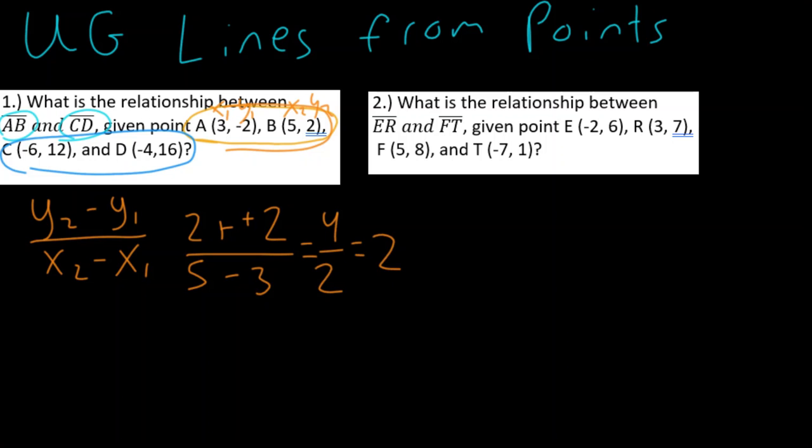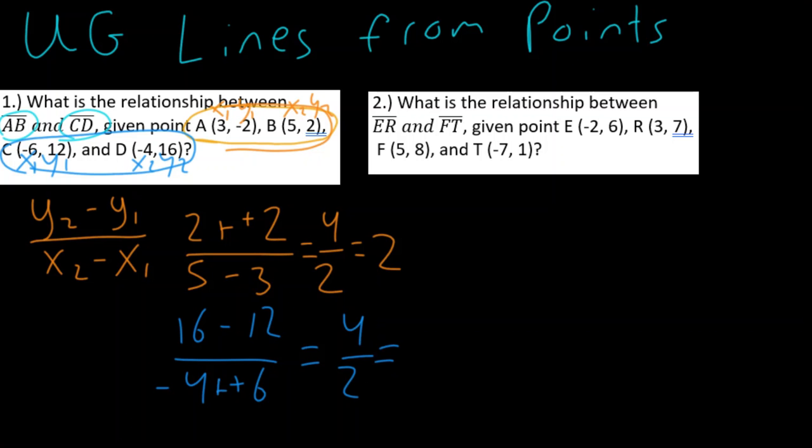Okay, let's go ahead and look at our next points. So now we're going to talk about C, which I'll label x1, y1, and D, x2, y2. And when I plug those in, I get 16 minus 12 over negative 4 minus negative 6. Pretty straightforward. 16 minus 12 is going to be 4 over, and negative 4, well, two negatives make a positive. Negative 4 plus 6 is 2, and 4 divided by 2 is 2. Okay, so I know that when these slopes are the same, my lines are parallel.